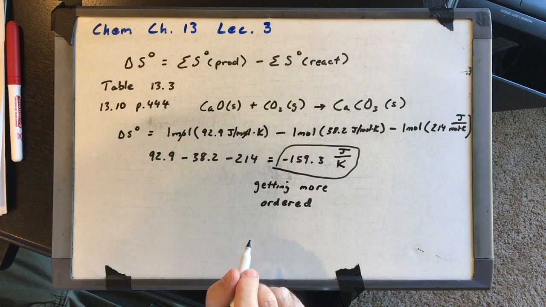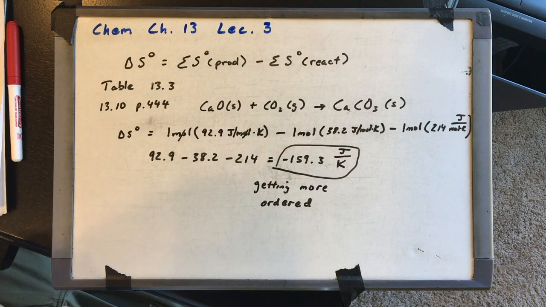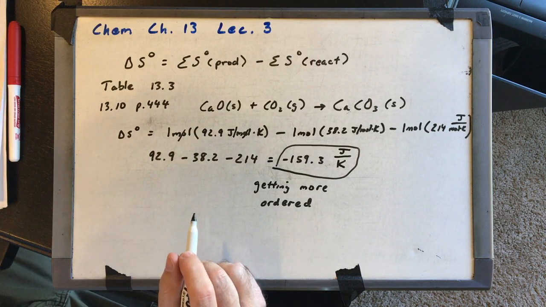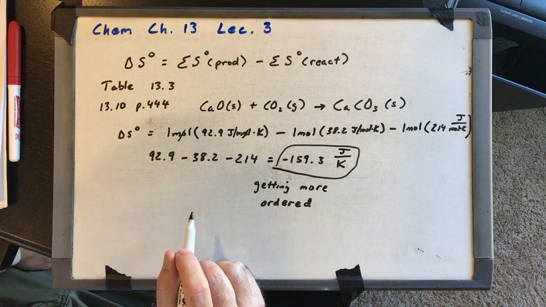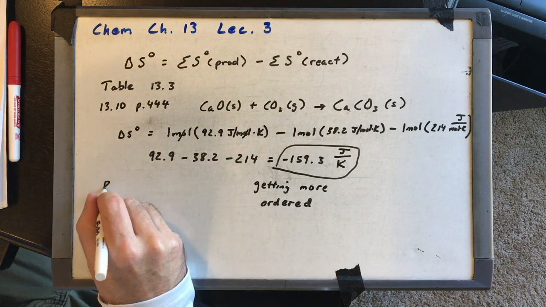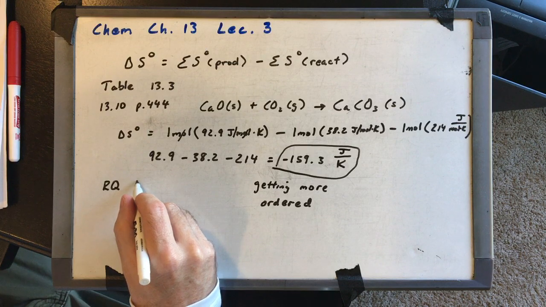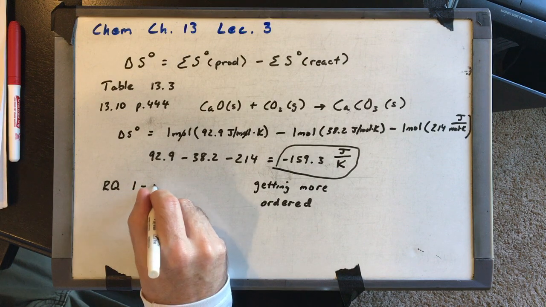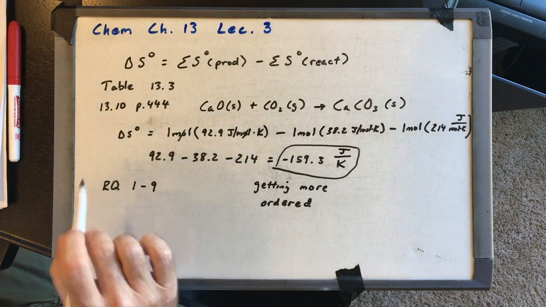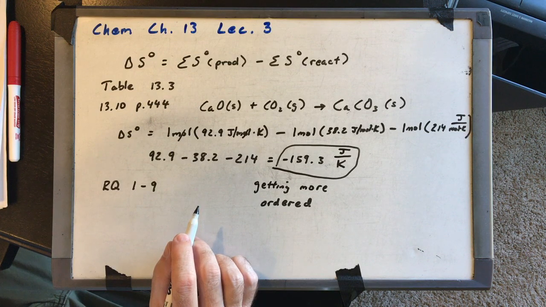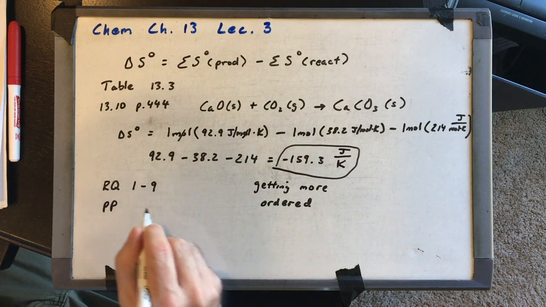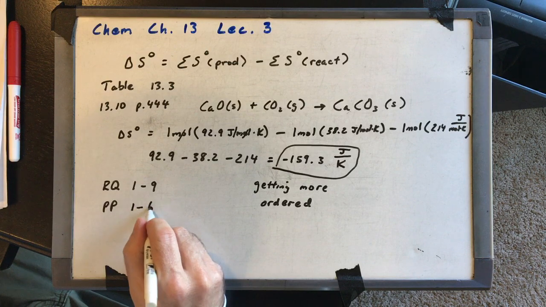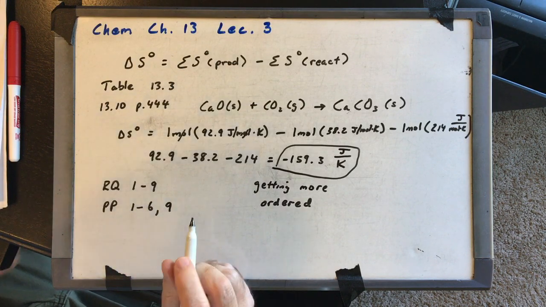Okay, so that finishes up Lecture 3. Lecture 4 will have the final topic in this chapter. And you should be able to do homework problems through review question number 9. Actually, if you're looking at the previous lectures 1 and 2, you've got enough information to do all the review questions through number 9, and you can do the practice problems. You can do 1 through 6 and also number 9 by now.